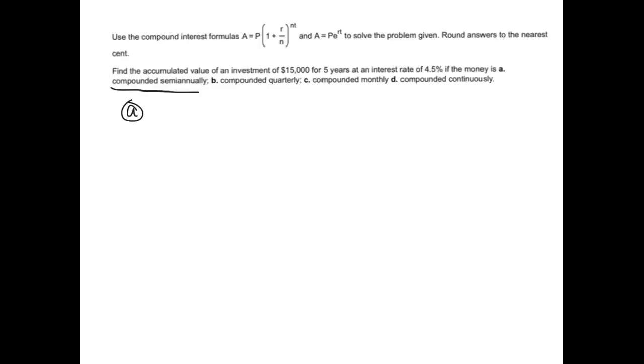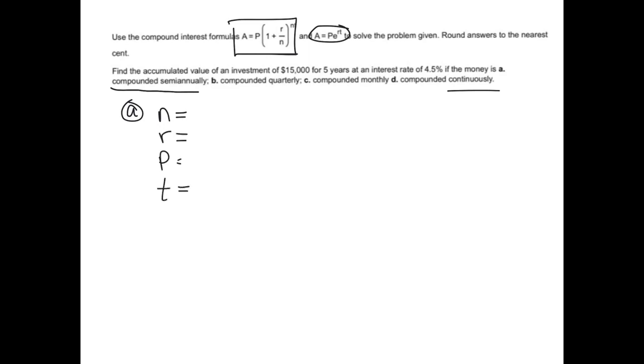We're given 4 scenarios. The first scenario is part A, and that is compounded semi-annually. Now we're going to use this formula to find compounded semi-annually. This formula is only used for compounded continuously. So we'll use this first formula here, and we're going to identify the values for N, R, P, and T.